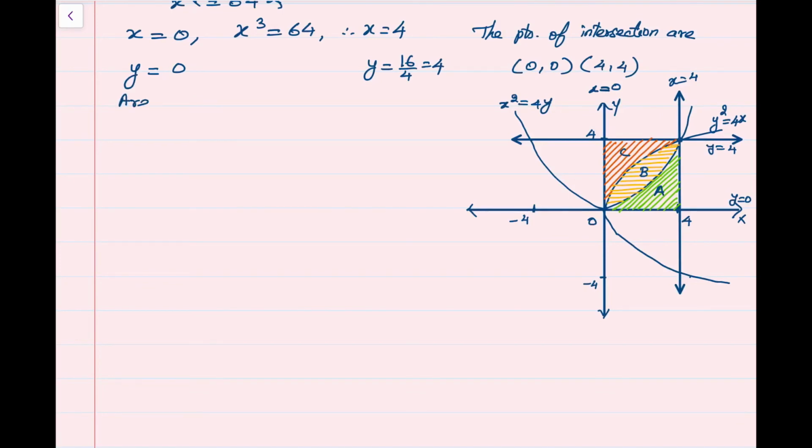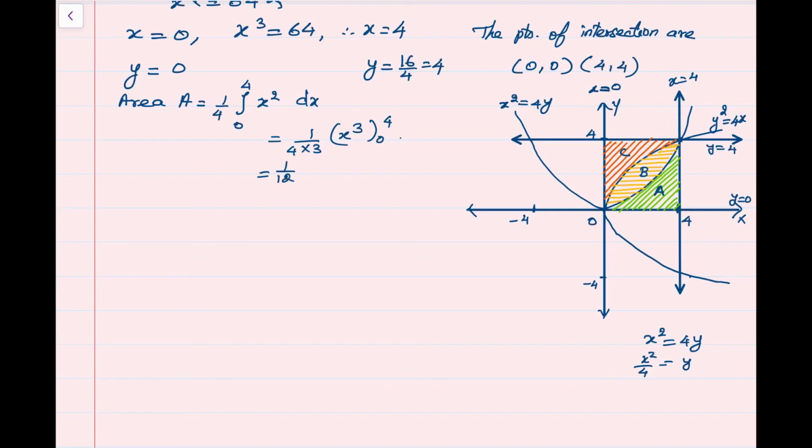Let us first calculate area A. Area A is bounded by x-axis. The limits are 0 to 4 of x square equal to 4y. Therefore, y from this is x square over 4 times dx. The integration is easy to do. X cube divided by 3. The limits are 0 to 4. It is 1 by 12 times 4 cube, which is 64 minus 0. 64 divided by 12, which is 16 over 3 square units.